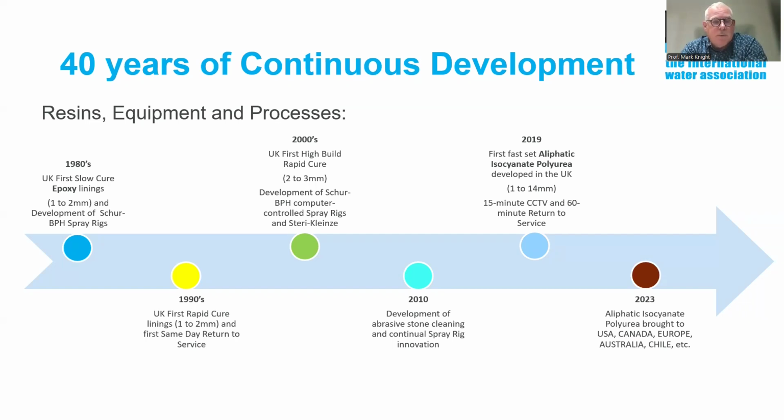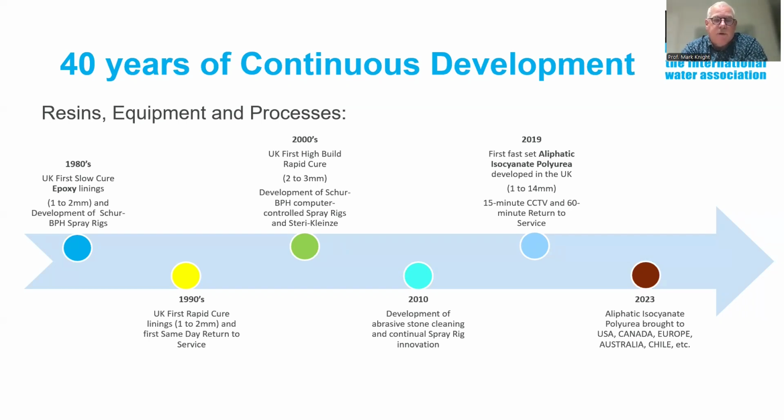They really wanted to fix that, and they developed epoxy linings that could be applied 1 to 2 millimeters thick. The issue was the relatively slow cure of those. By the 1990s, they developed the first rapid cure materials, but again, they were limited in application to 1 to 2 millimeters, basically as a barrier coat. They started to be able to do same day return to service because they could speed up the curing process. In the 2000s, in the UK, they started to develop fast cure, high build applications.